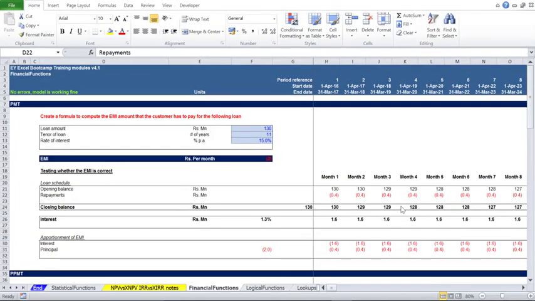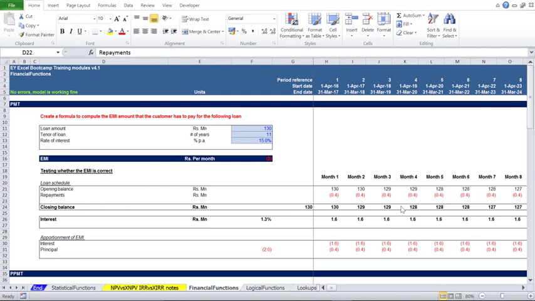Now let's look at some financial functions. Financial functions, as you might be aware, are functions like calculating the loan payments, calculating interest on loan, calculating installments, or computing the net present value of a certain series of cash flows, or computing the internal rate of return. So let's start with the first function, which is PMT.